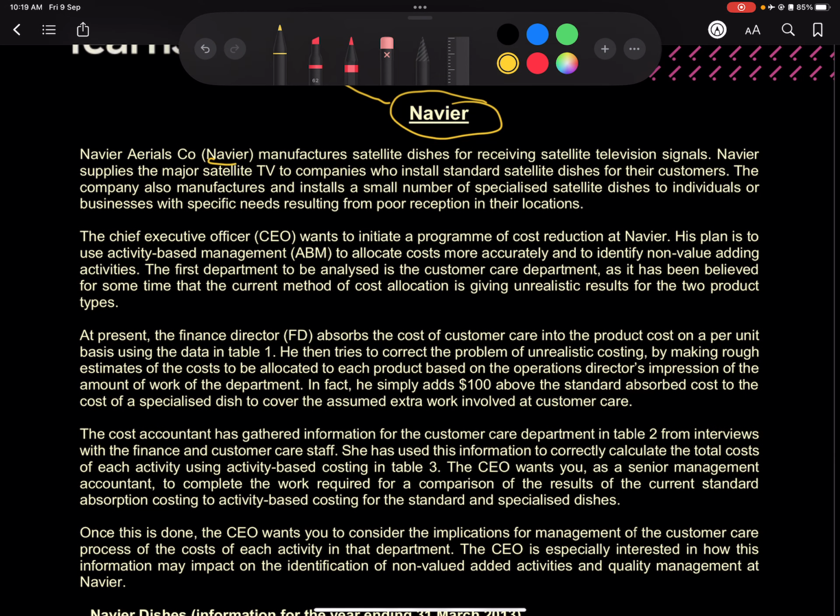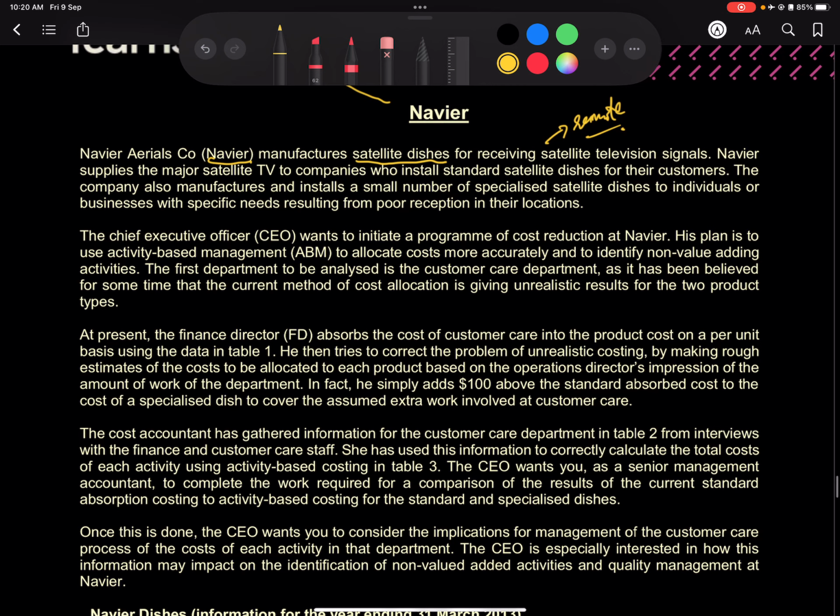Next, Navier. What does Navier manufacture? Satellite dishes for receiving satellite television signals. It's older technology, but still widely used in very remote areas, so it could still be valid there. Navier supplies the major satellite TV companies who install standard satellite dishes for their customers.